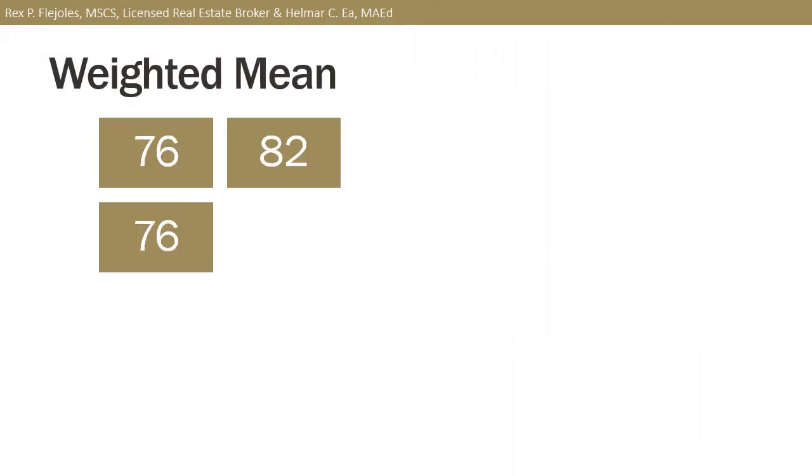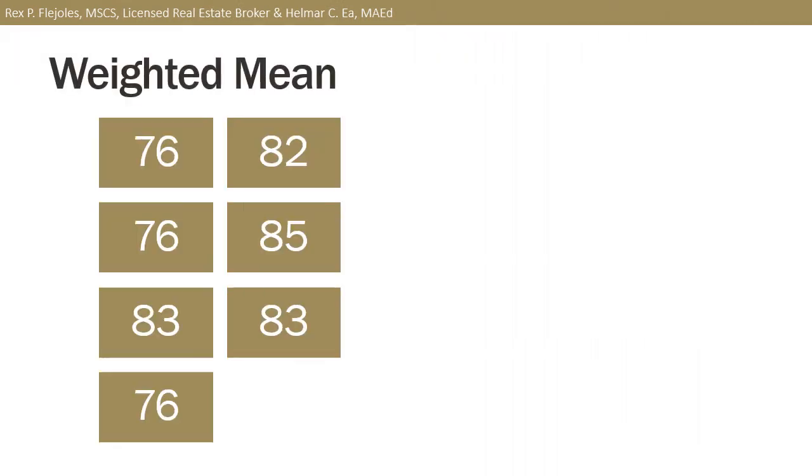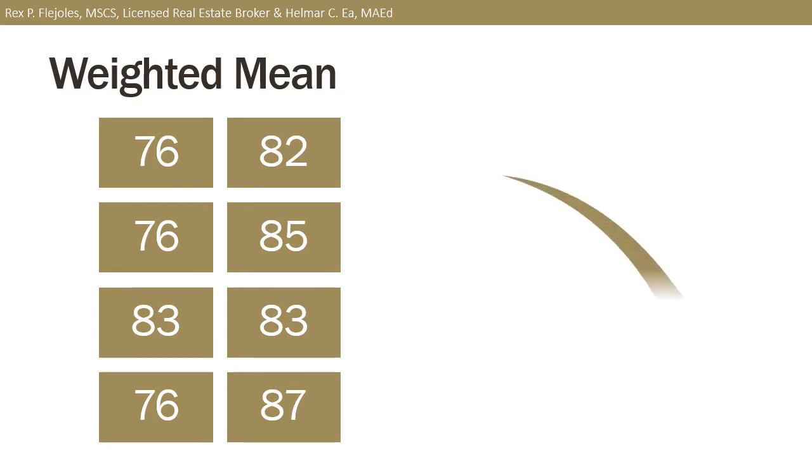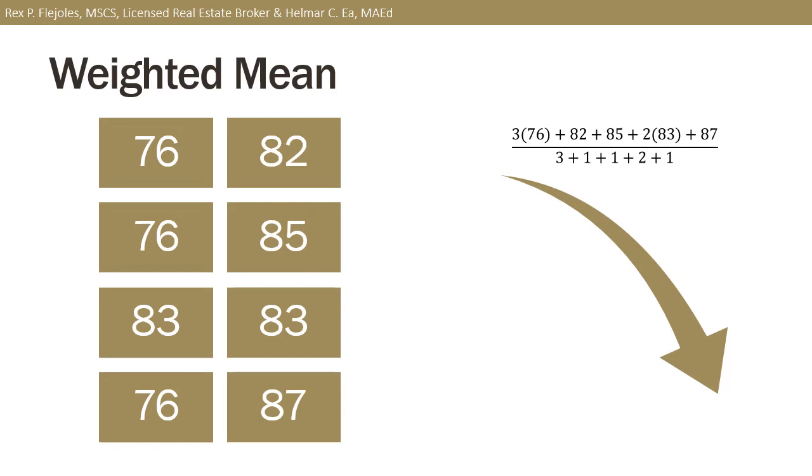For example, in this data set, certain values appear more than once. The number of times they appear are the weights. There are 3 of 76, 1 of 82, 1 of 85, 2 of 83, and 1 of 87, while the size or the total number of values is 8. 3 times 76 plus 82 plus 85 plus 2 times 83 plus 87 is equal to 648. 648 divided by 8 is 81.